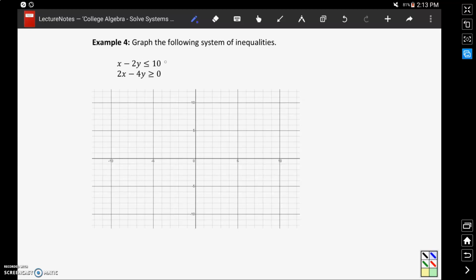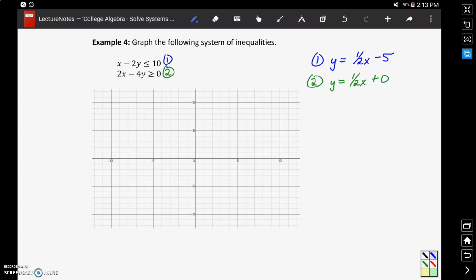We'll apply the same ideas in examples 4 and 5. We'll first take inequality 1, turn it into an equation, and solve for y to get y equals 1/2 x minus 5. And then do the same with inequality 2, giving us y equals 1/2 x plus 0. Something to note here is we have two equations with the same slope but different y-intercepts. So our boundary lines will be parallel lines, lines that won't cross over with one another.